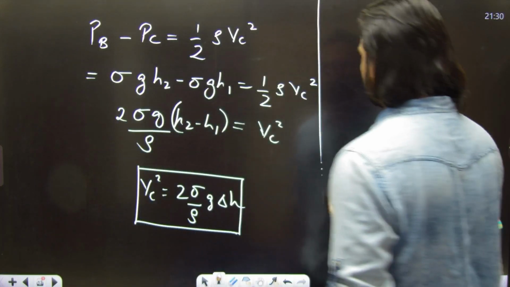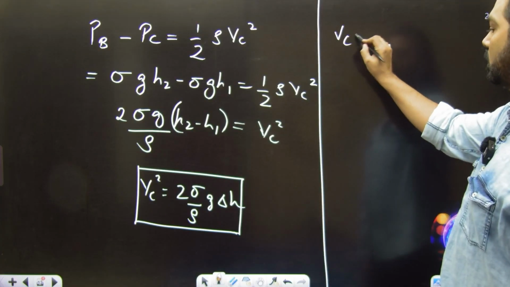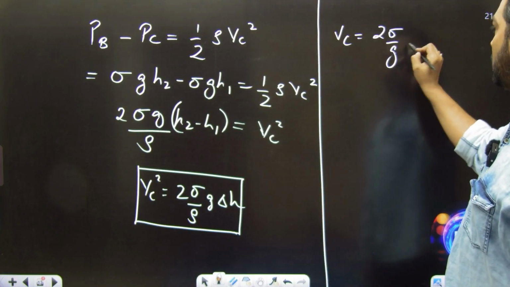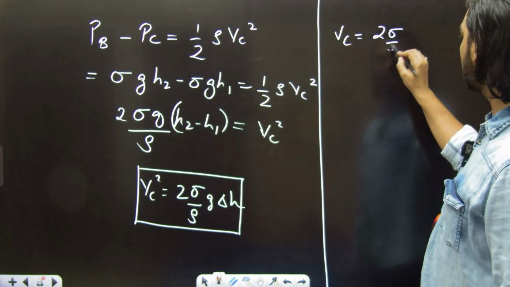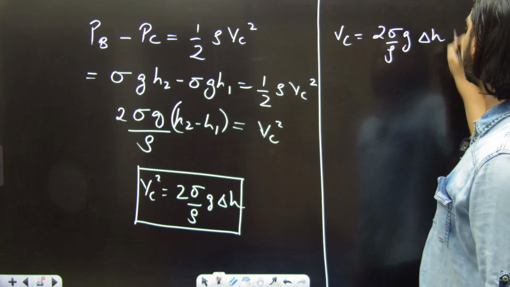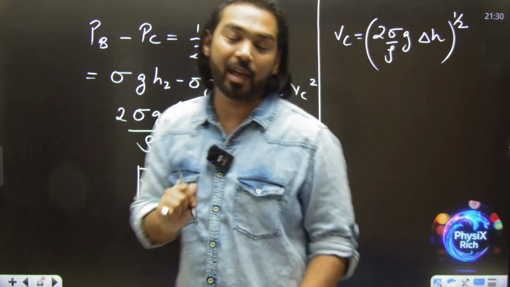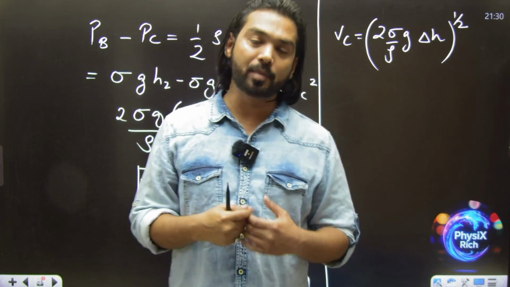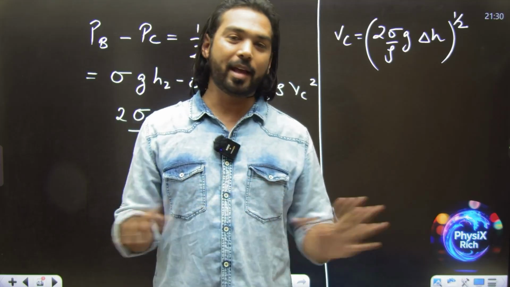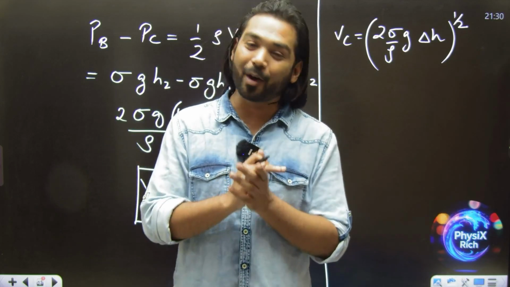And what is our full answer? The full answer will simply be 2 sigma by rho, G delta H raised to 1 by 2. That's our final answer. And you will find these kind of problems occurring in fluid dynamics every now and then.